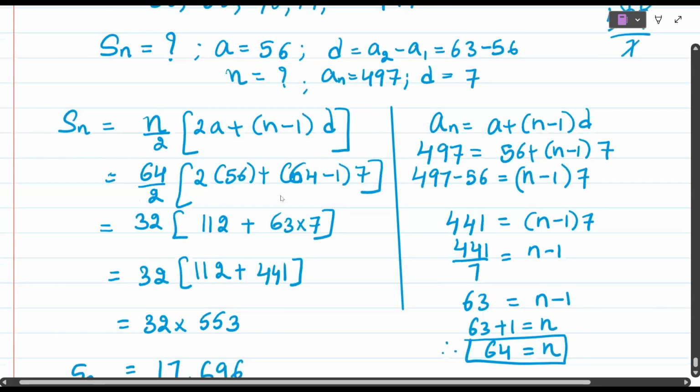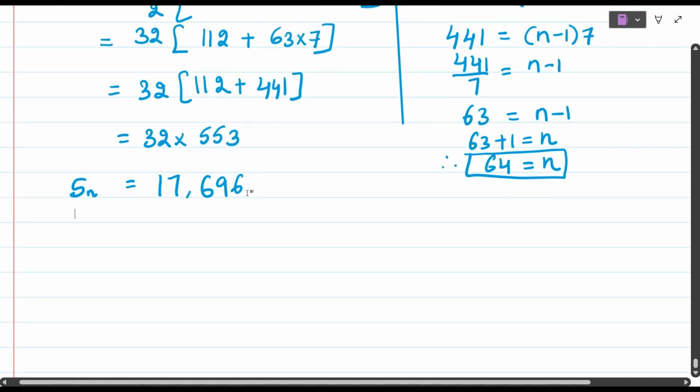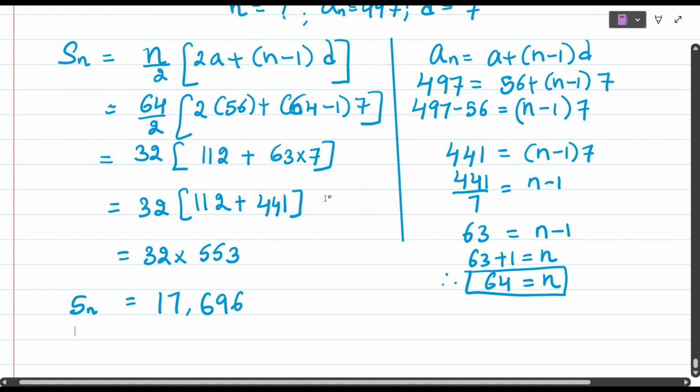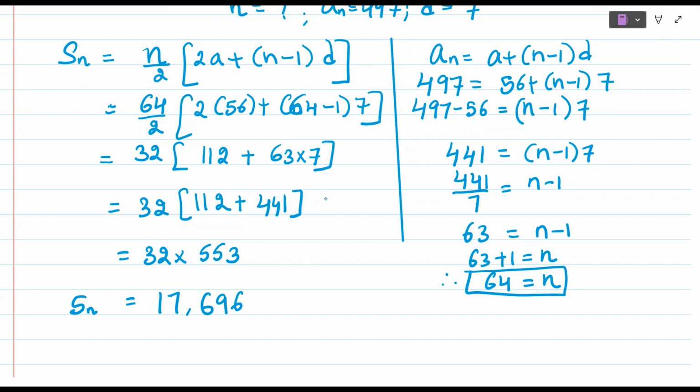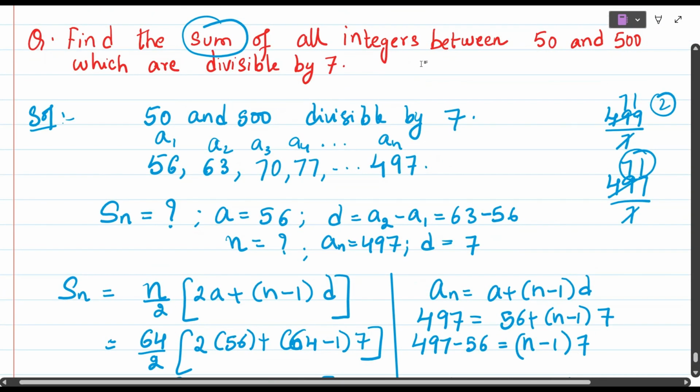So sum of n terms means we have to add all the terms: 56 plus 63 plus 70 plus 77 and so on up to 497. You have to add all the numbers. Then how much will you get? They are asking for the sum of n terms. How much did we get? 17,696. Did you understand, students? So that is the sum of all integers between 50 and 500.